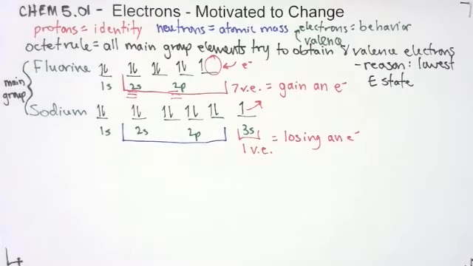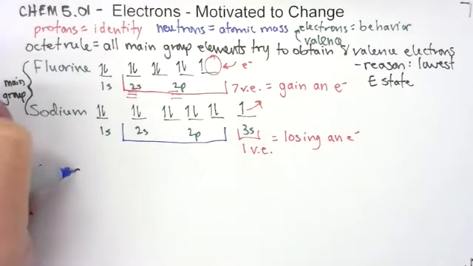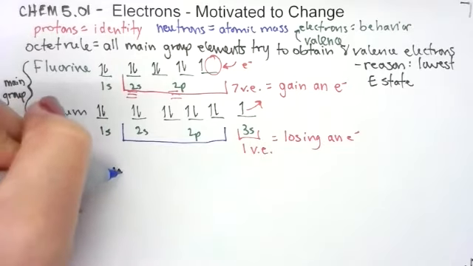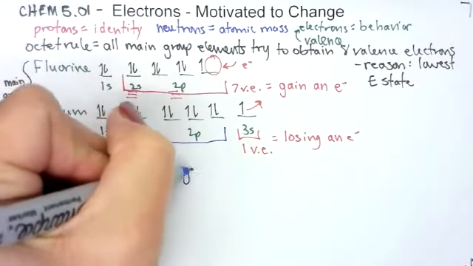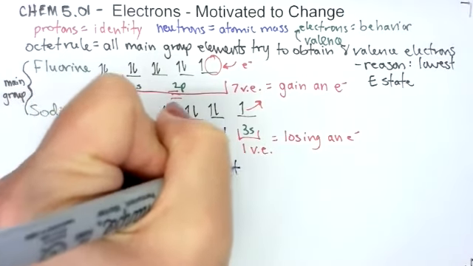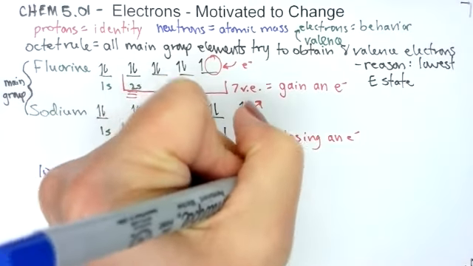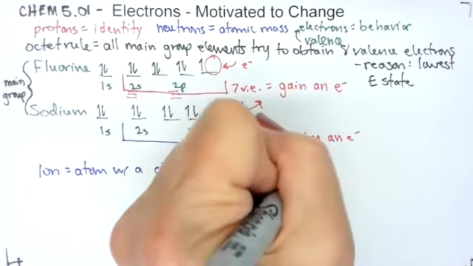So let's go back over that now. An ion is an atom with a charge due to a change in electrons.